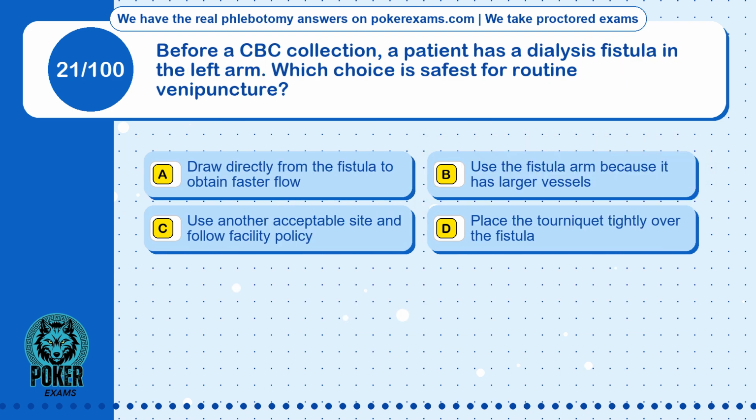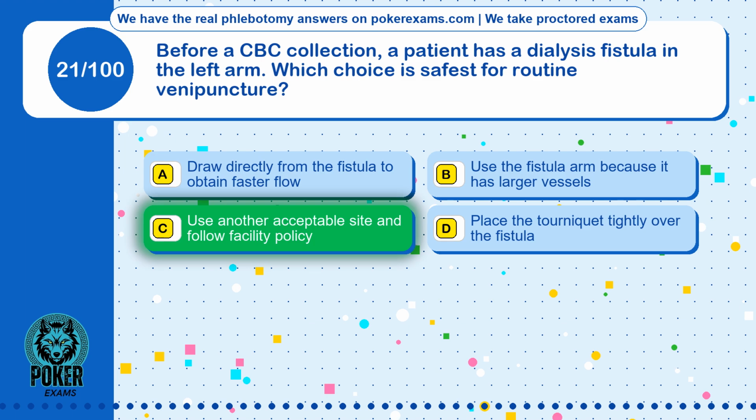Question 21. Before a CBC collection, a patient has a dialysis fistula in the left arm. Which choice is safest for routine venipuncture? Option A, draw directly from the fistula to obtain faster flow. Option B, use the fistula arm because it has larger vessels. Option C, use another acceptable site and follow facility policy. Option D, place the tourniquet tightly over the fistula.